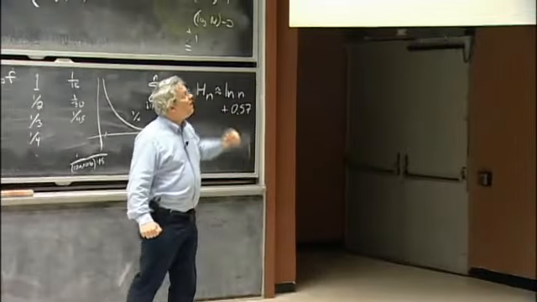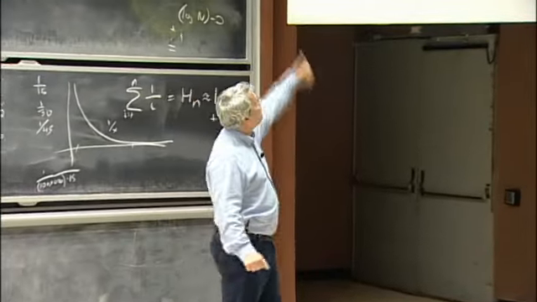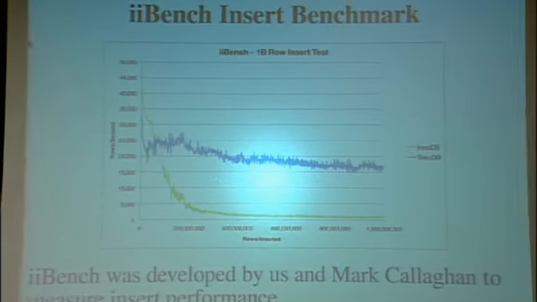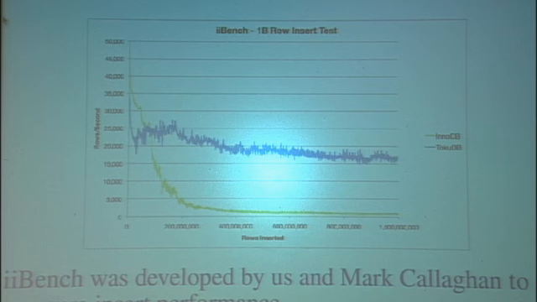So these measurements were taken, and on the top graph, up is good. It's how many rows per second we could insert, and this axis is how many rows have been inserted so far. The green one is a Btree. According to Mark Callahan, who's essentially a disinterested observer, it's the best implementation of a Btree ever.